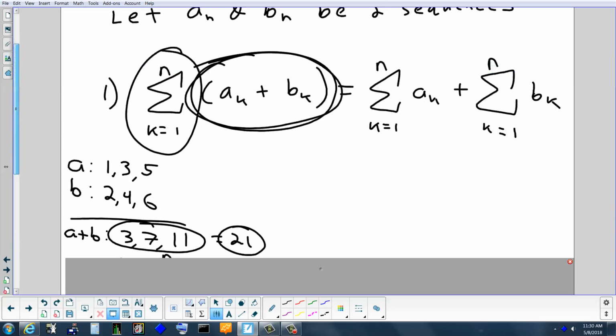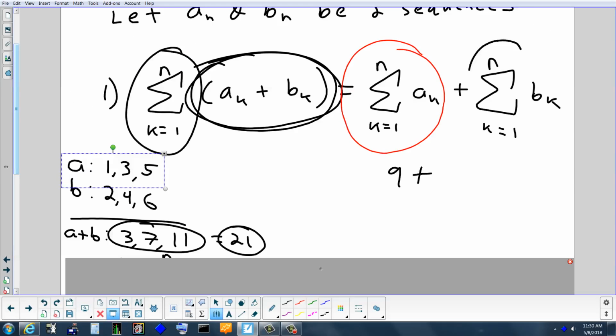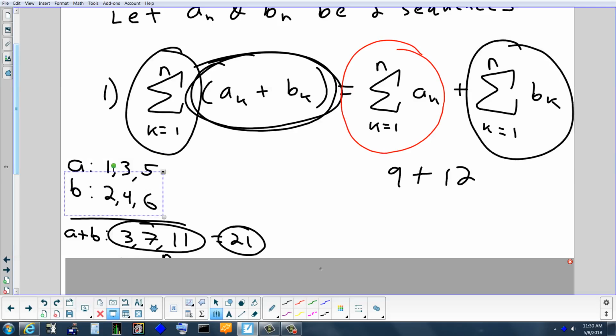The one on the right is a little different. First it says, forget about sequence B. Just look at sequence A and add everything up in sequence A. So what's 1 plus 3 plus 5? 9. Plus. Now it says, forget about sequence A, just add up what's in sequence B. 2, 4, and 6. 12. What's 9 plus 12? 21. So no matter which way you do it, you get exactly the same thing. That's what I'm just trying to show you. Okay?